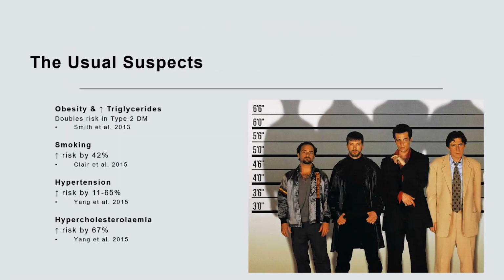We can't forget the usual suspects. Now, these are important for people with diabetes, and I've included some diabetes statistics here, but actually for everyone, because cardiovascular disease can lead to neuropathy. So obesity, increased triglycerides, doubles the risk of neuropathy in a group with type 2 diabetes. Smoking increases that risk by 42%. If somebody has hypertension, that risk can increase from between 11 and 65%. And similarly, hypercholesterolemia increases that risk by about two thirds.